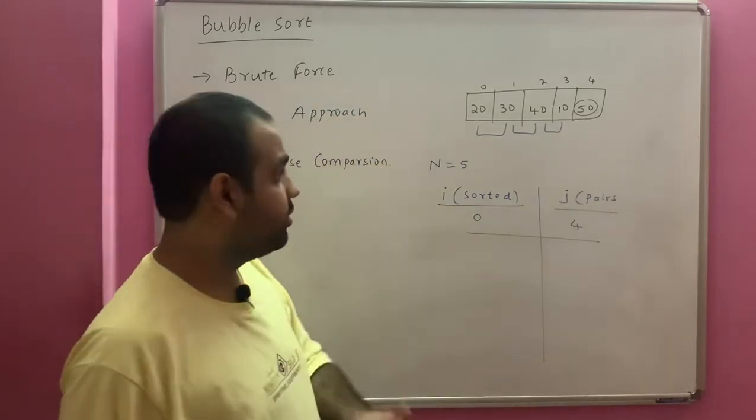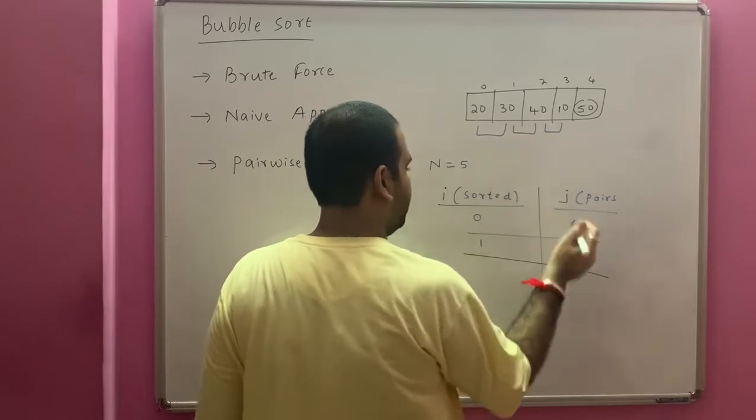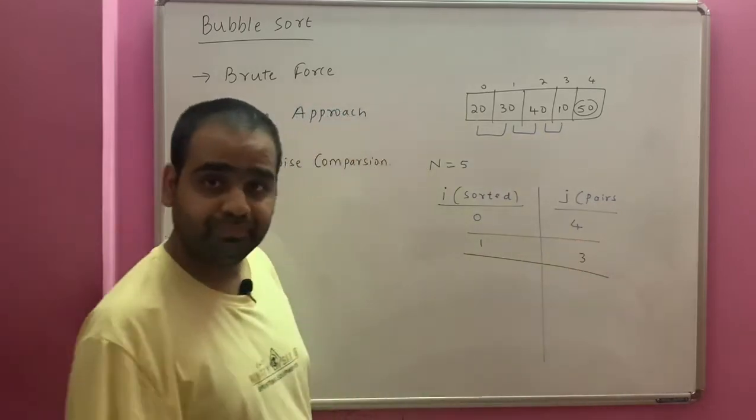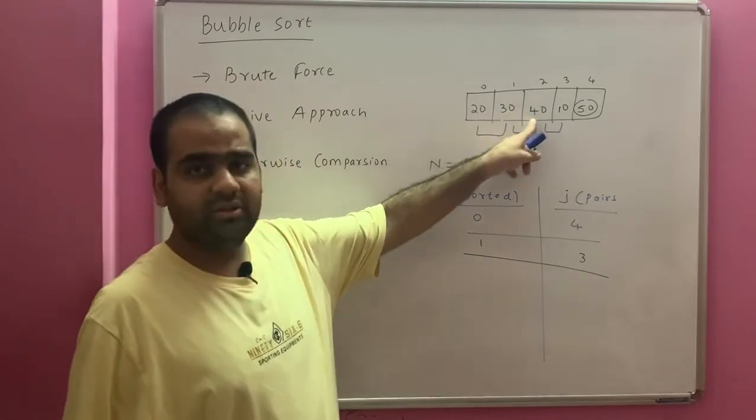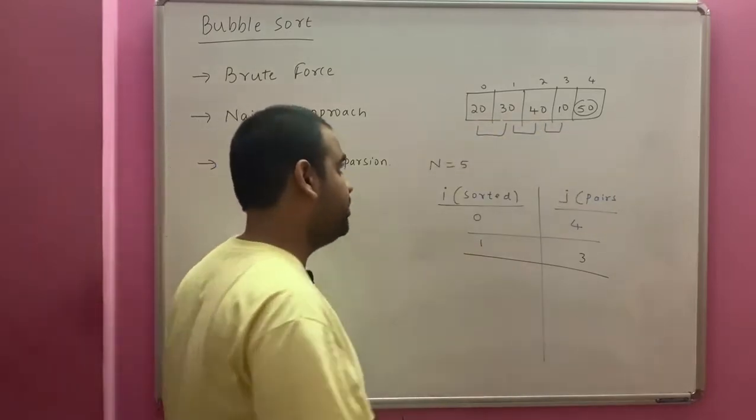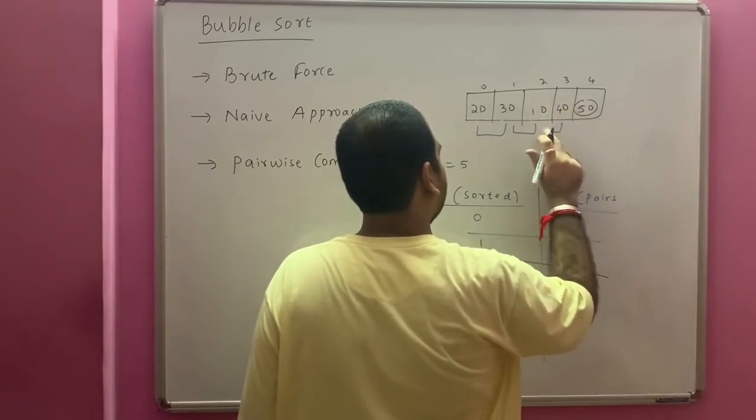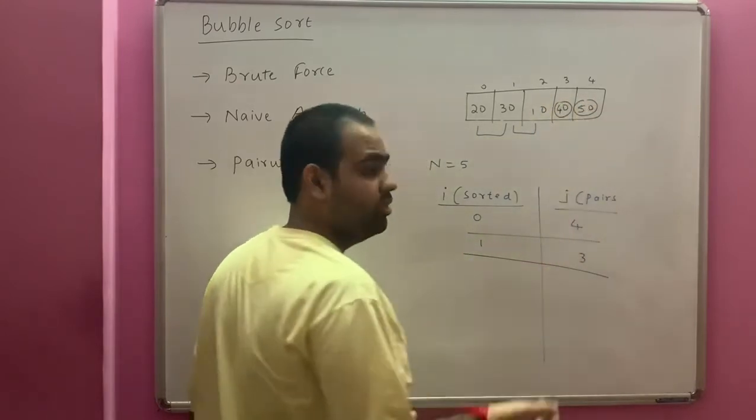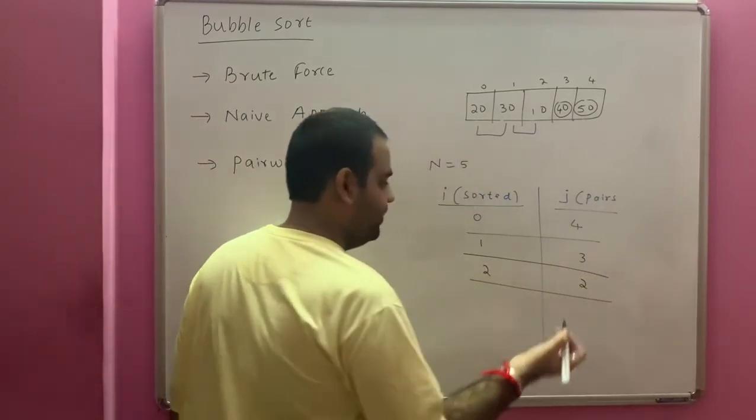How many elements are sorted? One element is sorted. And how many pairs are there? 1, 2, 3. There are 3 pairs. Okay, now again you come. 20 greater than 30, no. 30 greater than 40, no. 40 greater than 10, yes. You swap it. 10 comes here and 40 comes over here. You remove this. 2 elements are sorted. And how many pairs are there? There are 2 pairs.